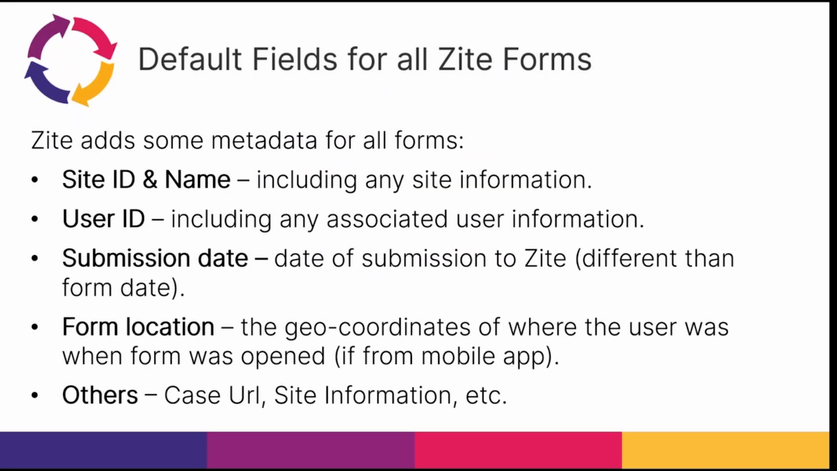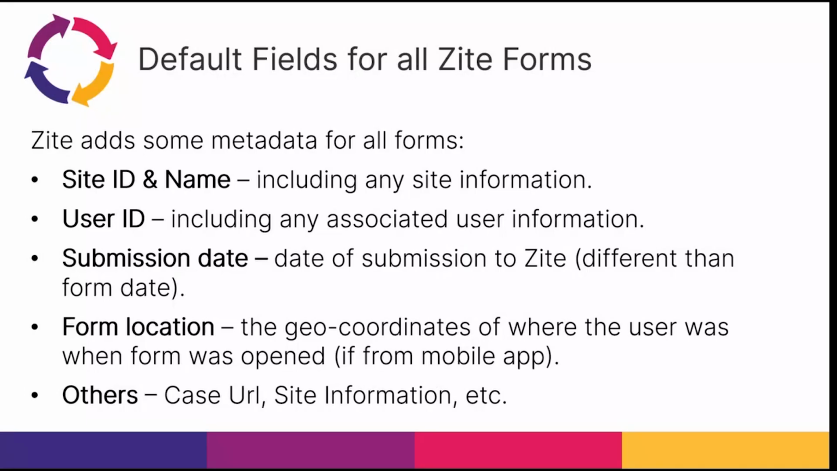So things you don't need to add to your forms anymore are things like the site ID and name. Many times people would have a form that says, where are you doing this activity? What is the site name? Because the user selects the site before they open the form, we already know what site they're in when they submit a form. So that's the benefit: no matter what form they filled out, we know the site and the name, and we don't need to put this in the form itself.